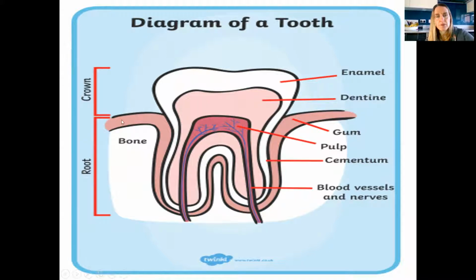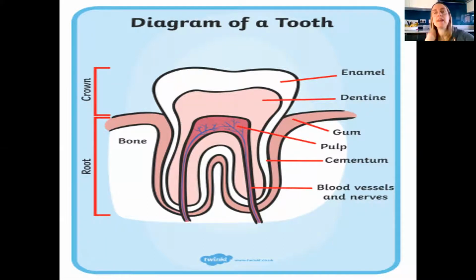Now, the top part of the tooth that we see poking out is called the crown, and the root is the bit underneath that we don't see. Baby teeth or milk teeth don't have as big a root as adult teeth because they don't need to stay in your mouth as long. Whereas when your adult teeth start to come through, they've got big roots, so they stay in your mouth for a long time. Now, that is a diagram of a healthy tooth.